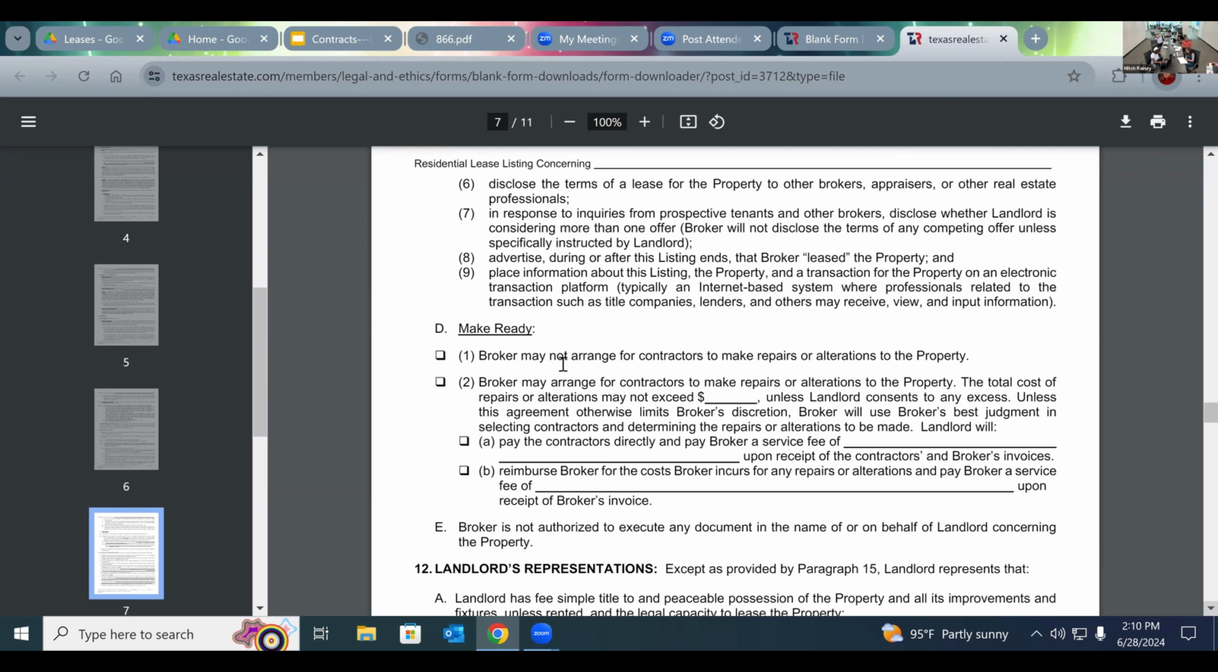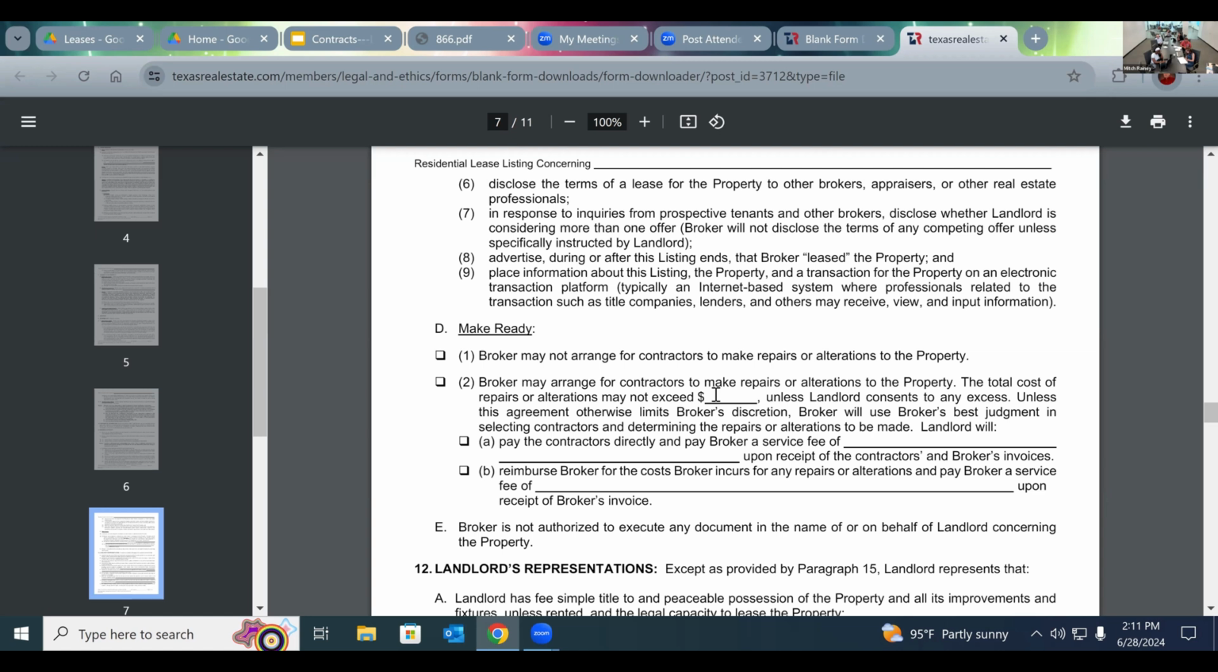Paragraph 11D, make ready. 11D1: Broker may not arrange for contractors to make repairs or alterations on this property. Always check that one. Someone asked me about that the other day, how much should they put in this line here? My response was, how much liability do you carry? If something happens and you're the one who's doing that, you better have liability to cover yourself.